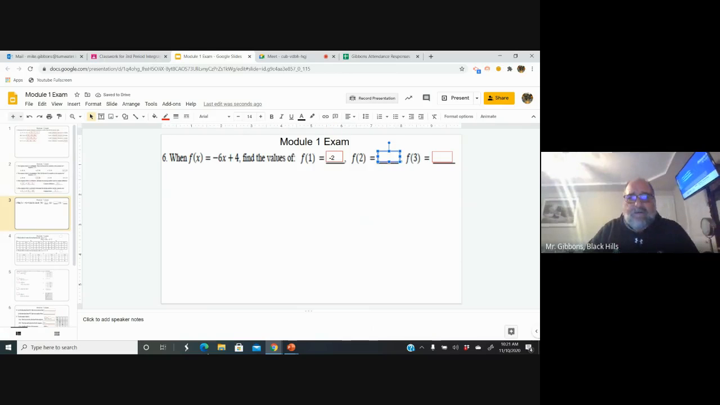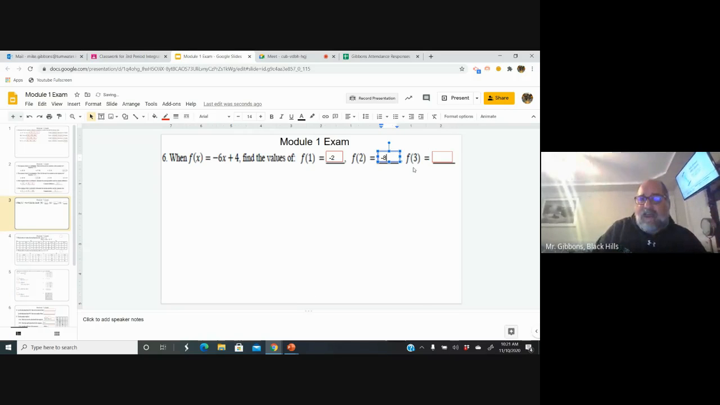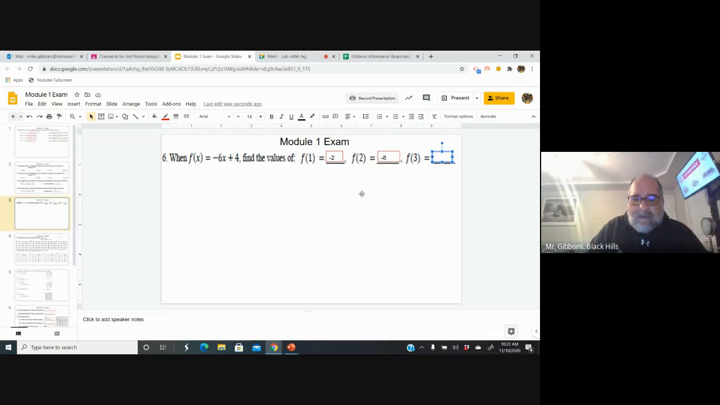Now f of 2. Well, now the x is a 2. So negative 6 times 2 would be negative 12 plus 4. And I get a negative 8. And then f of 3. All right, well, the x is a 3 now. So I can go negative 6 times 3 is negative 18, plus 4 would be a negative 14.